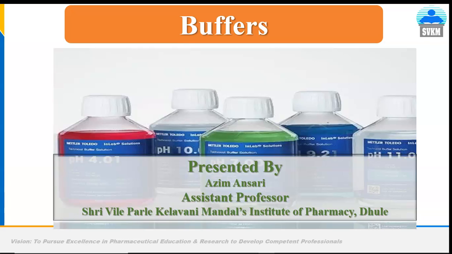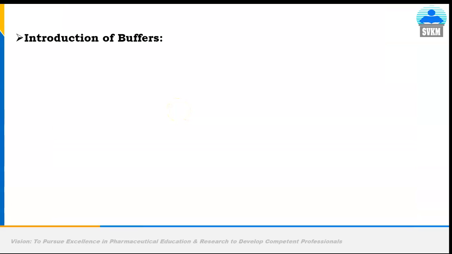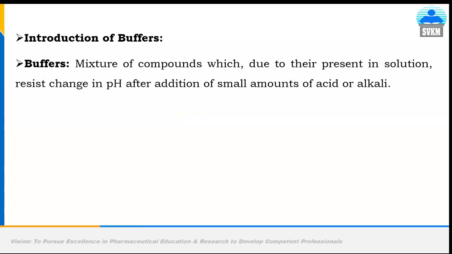Today I am going to discuss buffers. Introduction of buffers. Buffers are an important concept in acid-base chemistry. Then what are buffers? Buffers are a compound or mixture of compounds which, due to their presence in solution, resist change in pH after addition of a small amount of strong acid like HCl or strong alkali like sodium hydroxide.